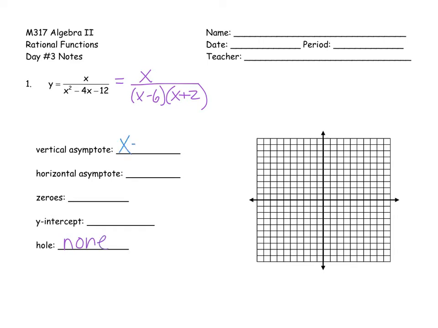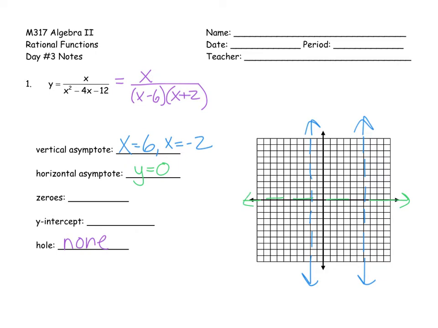I am going to have two vertical asymptotes, x equals 6 and x equals -2. I'll go ahead and put those on my graph right away. Okay, for the horizontal asymptotes, this is where I'm looking at the degrees. The degree on the top is smaller than the degree on the bottom. I only have x to the first on the top and I have x squared on the bottom. So if the degree on the top is smaller, my horizontal asymptote is y equals 0.